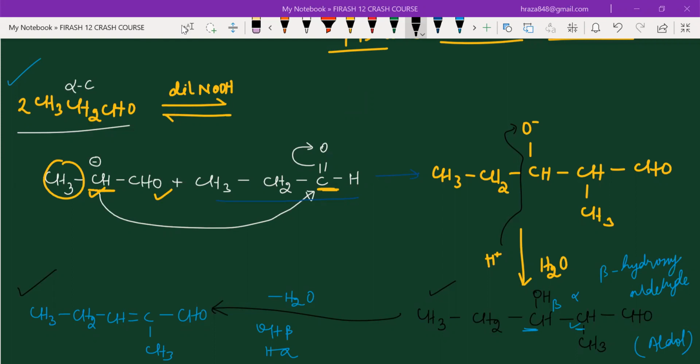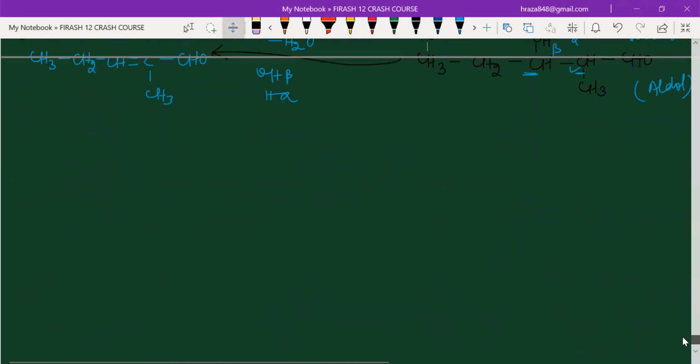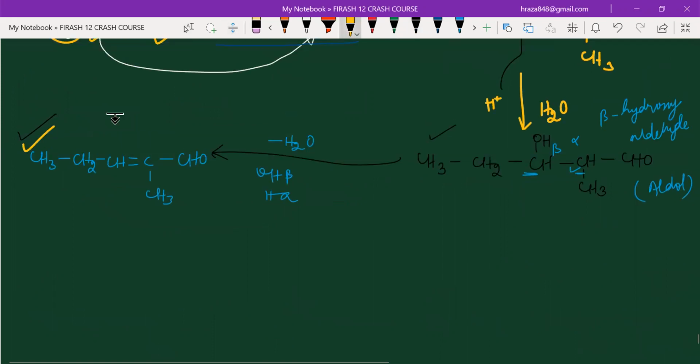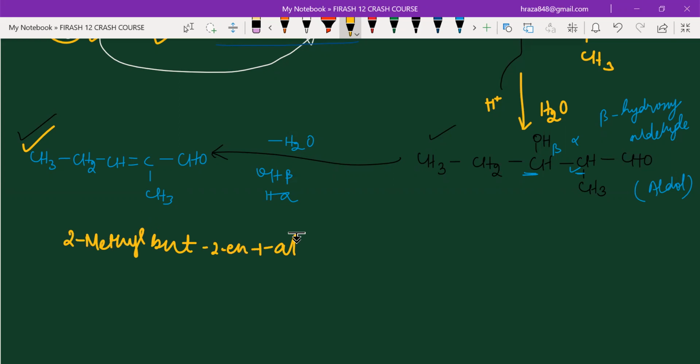Very good. So now I'm going to give you another. Oh, I gave you to write the IUPAC name of this, right? So what is the name? 2-methylbut-2-en-1-al, right? Yeah. Okay. Very good.